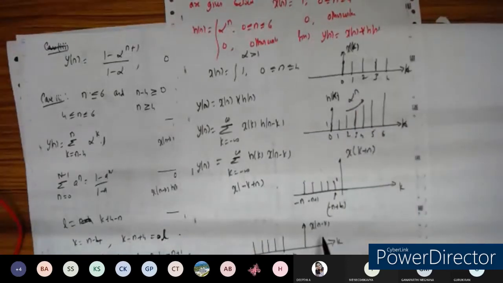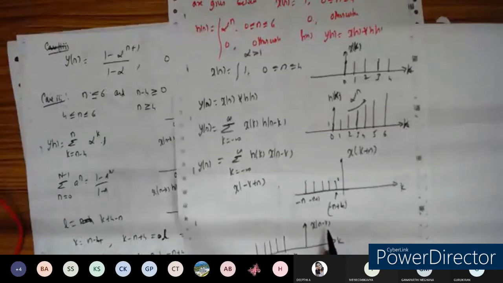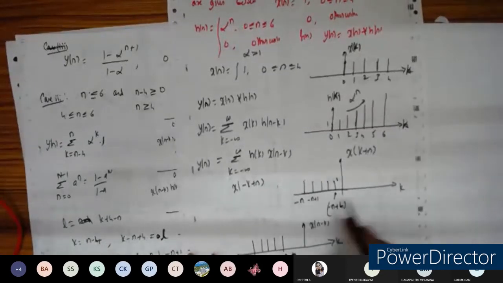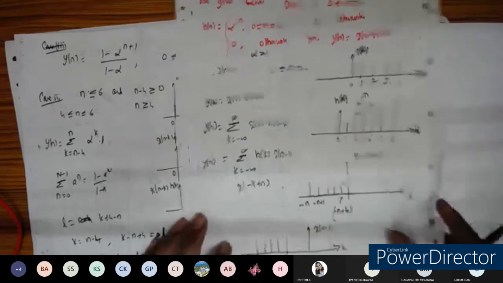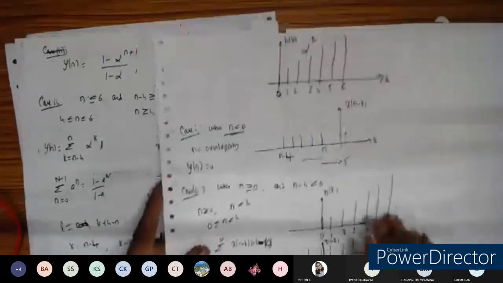Next, when you take the reflection, this will become x of n minus k. So minus n will become equal to plus n, and minus n plus 4 will become equal to n minus 4 here. So we have done the same thing.